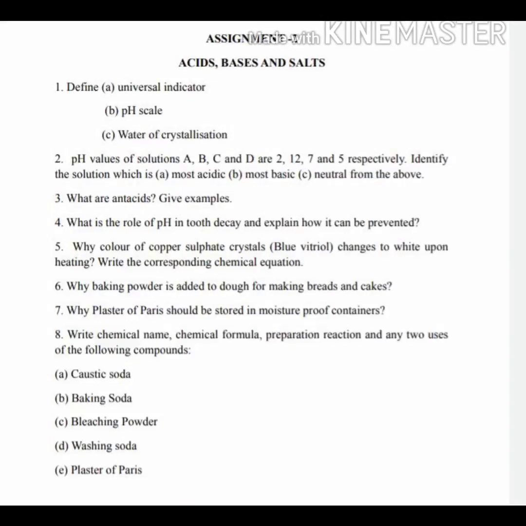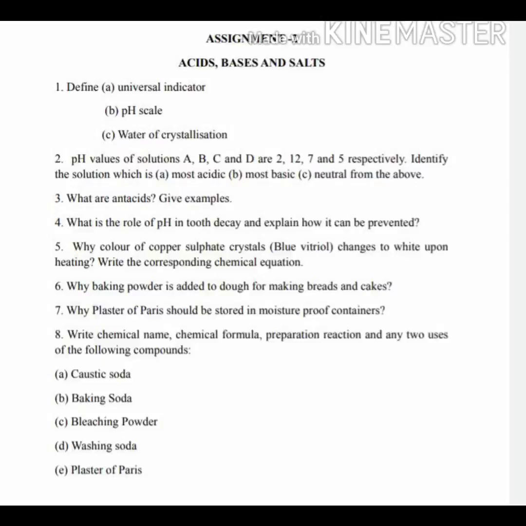5 water is the water of crystallization. Come to question number 2. You are provided with pH values of the 4 solutions. First solution has pH 2, second has 12, third has 7, and fourth has 5. Now, out of these, the most acidic solution is A, whose pH is 2, and the most basic solution is solution B, whose pH is 12, and the solution which is neutral is C, whose pH is 7.